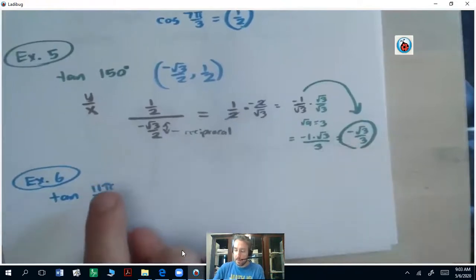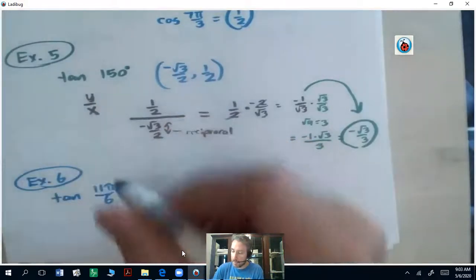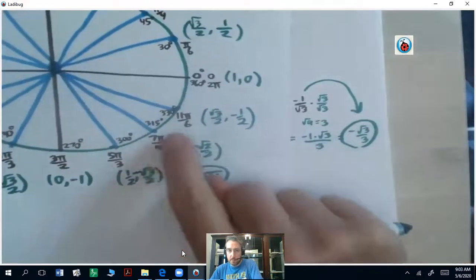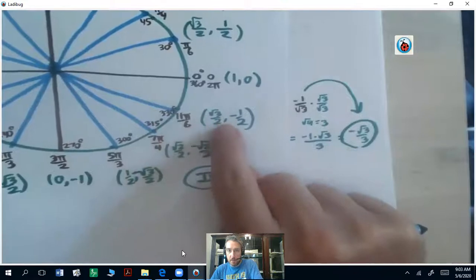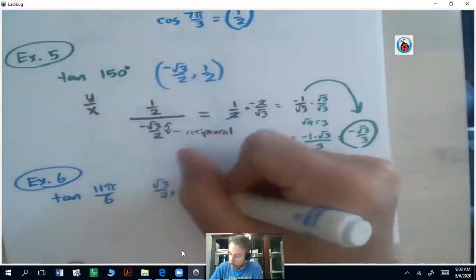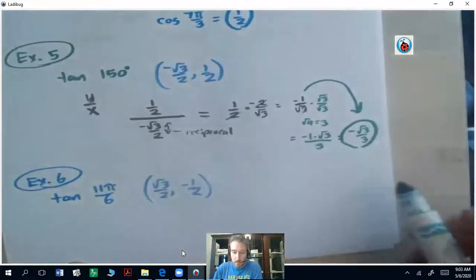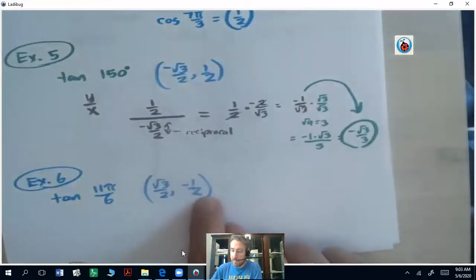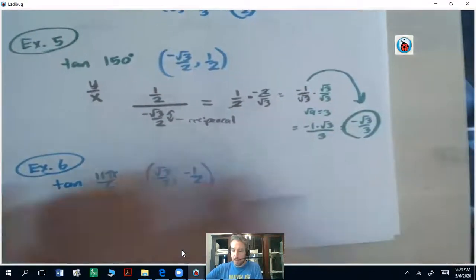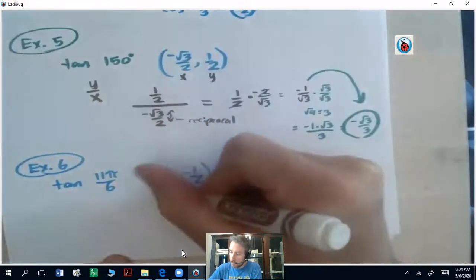And let's wrap it up with this last one, the tan of 11 pi over 6. On the unit circle, I do have 11 pi over 6. That coordinate is the square root of 3 over 2 comma negative 1/2. That is very similar to this one. We're still doing y divided by x.